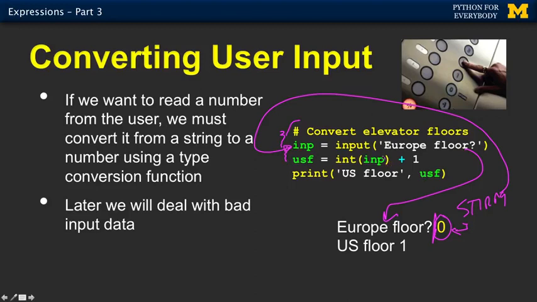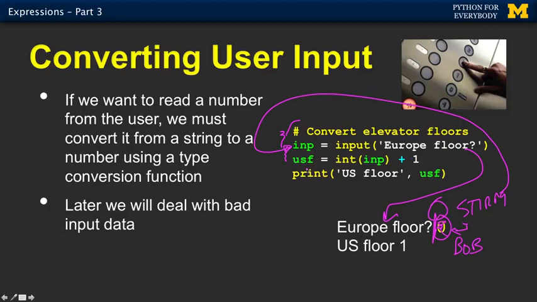We're going to pull this string 0. We have to convert it to an integer, otherwise we can't add 1 to it. If we just did inp plus 1, we'd get a traceback. But we say int of inp, convert it to an integer. Now, if you mess this up and put Bob in, then this thing is going to blow up because int can't convert Bob to an integer. But because we have a 0 here, we're okay. So then we add 1 to it and store that in usf.